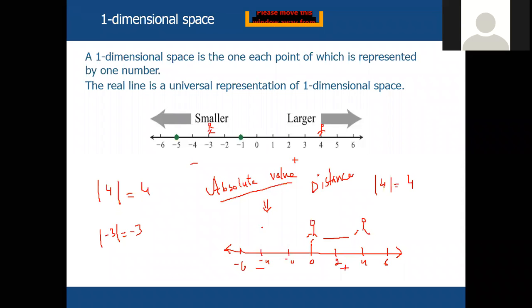Same for minus 4. The absolute value of minus 4 is equal to plus 4. This means how far minus 4 is from 0. What is the distance between 0 and minus 4? The distance is again plus 4, because distance is always positive. If we write a number x, and the absolute value of x is equal to 7, what is x?